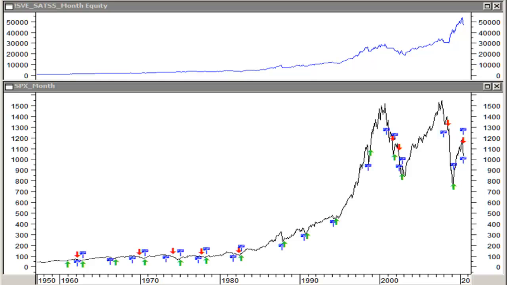From the first buy signal in January 31, 1961 until June 30, 2010, trading long and short with SATS5, there are 23 trades, of which 18 winning and only 5 losing trades. There is a total profit of 4,540%. $1,000 in 1961 is now worth $45,400. That is an annual compounded interest rate of about 8%. Not too bad for 10 minutes work once a month, and certainly better than doing nothing.